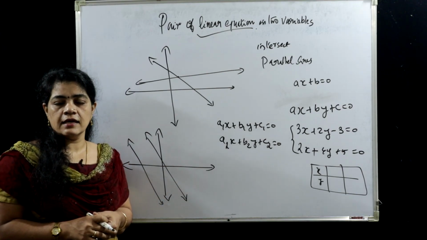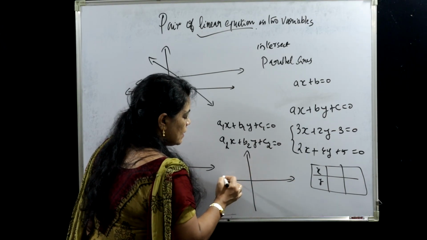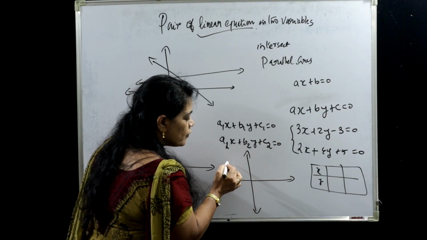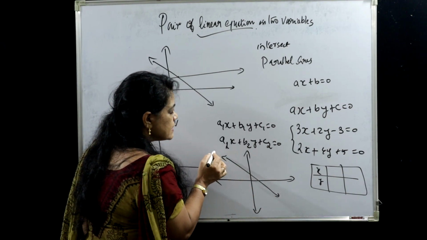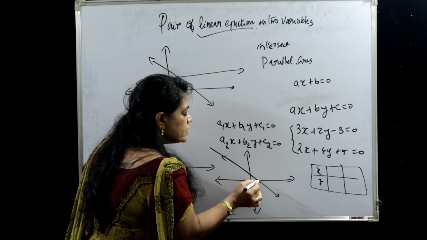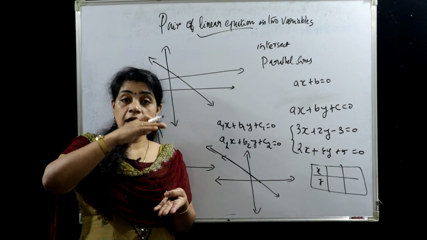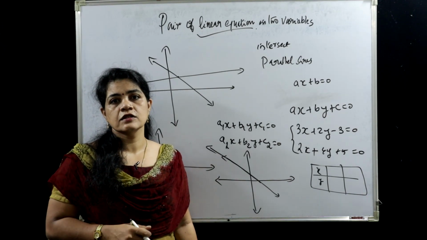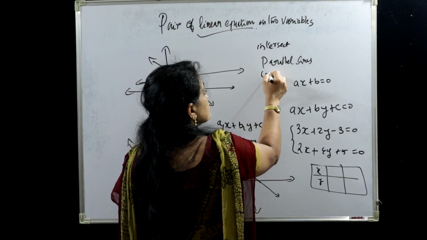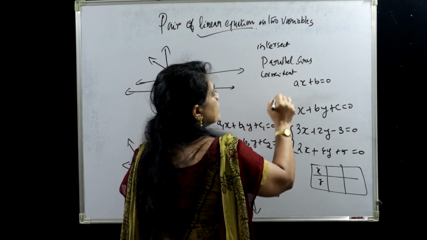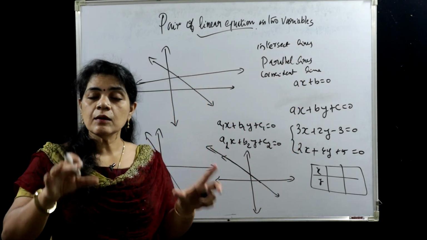And in the third case, children, see, after plotting, you can see that this is the graph of the first equation, and the second graph is coinciding with the first line. That is, the second graph will lie on the graph of the first equation. In this case we say they are coincident lines. So these are the three possibilities. These are the only three possibilities.